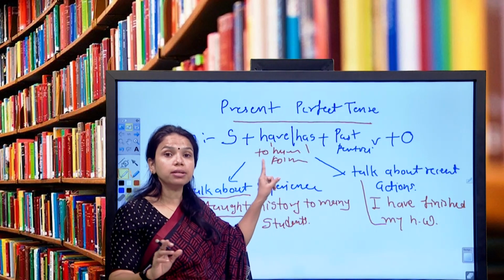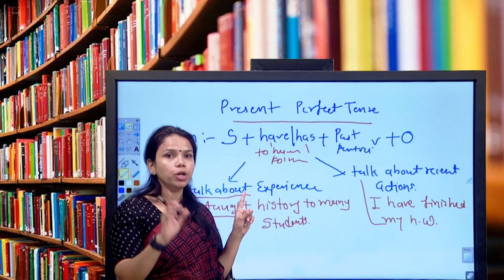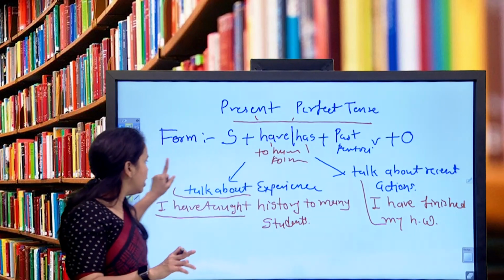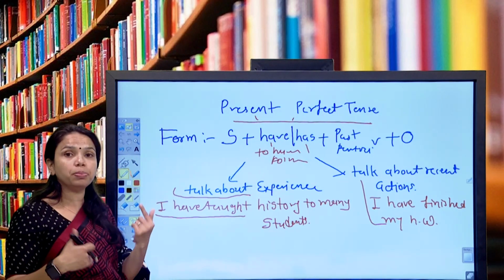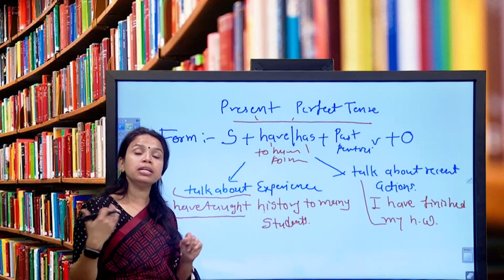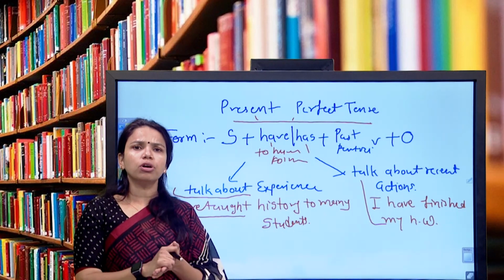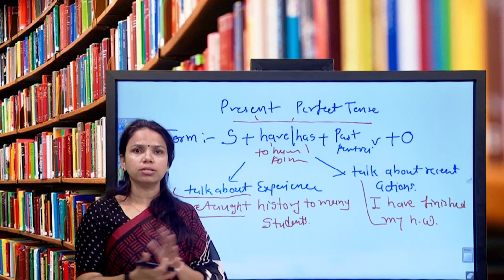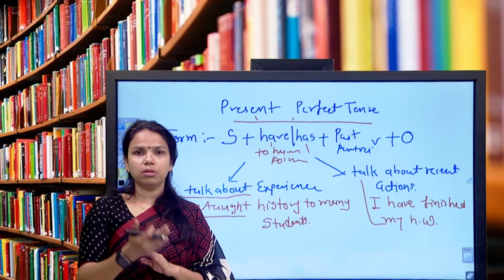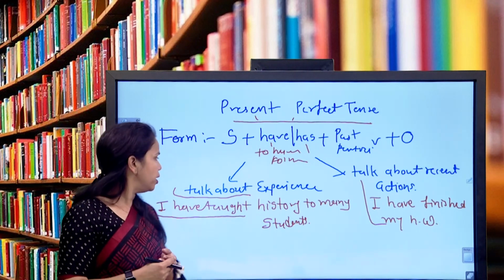Whenever you are talking about recent actions, at that time you have to use the present perfect tense, okay? And whenever you are talking about experiences, I have taught history to many students, right? As a teacher, I have taught history to many students and my profession is as a teacher. So the process is continuous, it is going on, right?